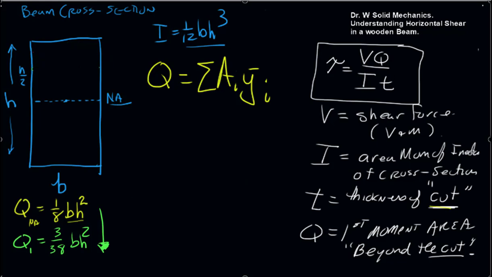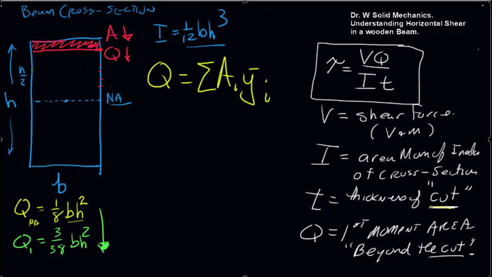What if we were to even go higher up to here and look at this region? Well, here, this will be the area beyond the cut. And I think you can see that A is decreasing, which means that Q is decreasing. So as we move further and further away from the neutral axis, the area beyond the cut is decreasing, which lowers the value of Q.